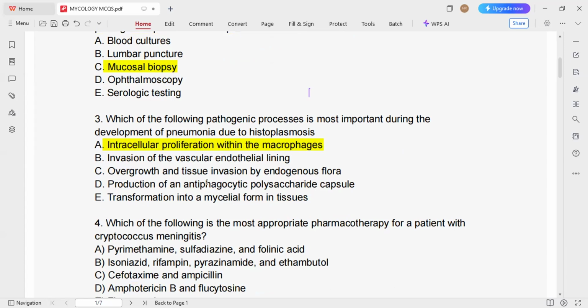Okay. And for C, shouldn't Candida albicans be the one causing C? Overgrowth and tissue invasion by endogenous flora. Yeah.